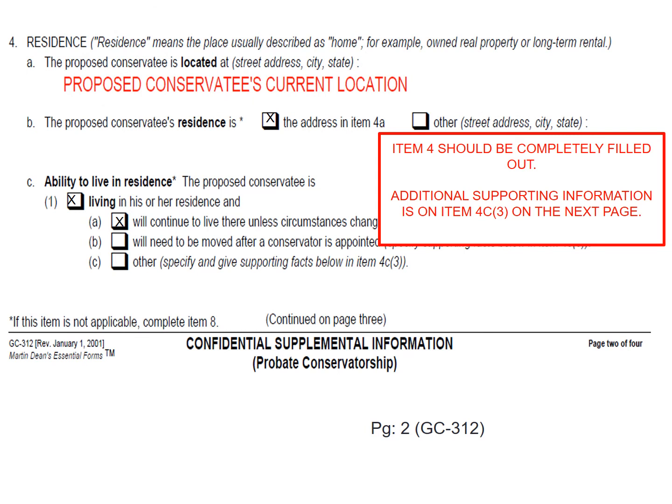At the bottom of page 2 of Form GC-312, item 4A asks for the conservatee's current location, item 4B asks for the conservatee's residence if different from their current location, and item 4C asks about the conservatee's ability to live in their residence. If the proposed conservatee is currently living in a group home, for example, then you would list at item 4A the conservatee's group home, but for item 4B you would list their residence, which may be your home.